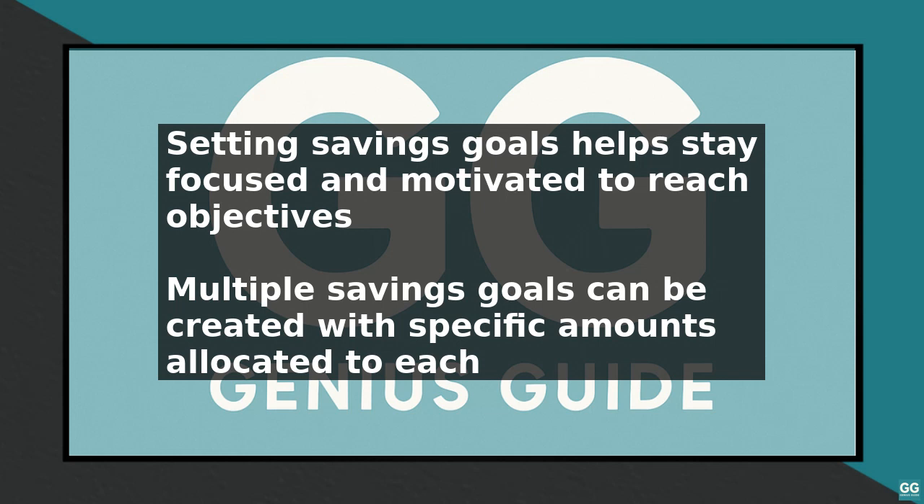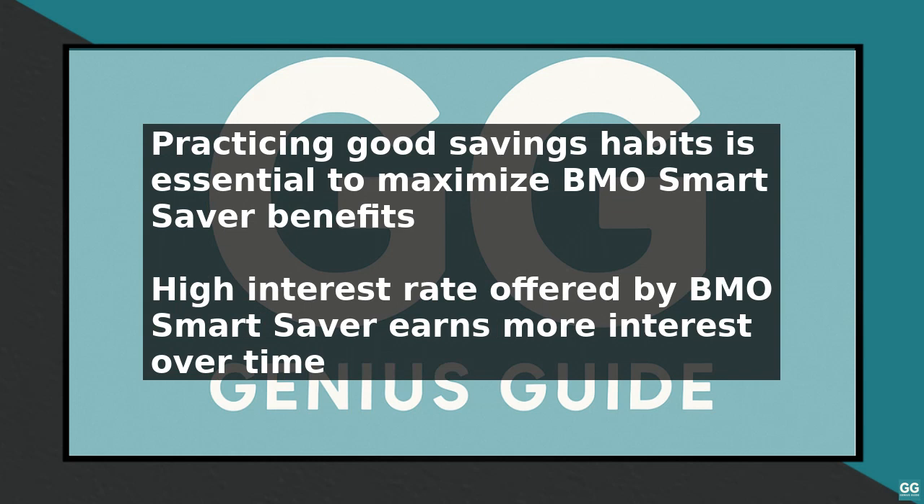As a best practice, consider setting up a budget and tracking your expenses to understand where your money is going. Identify areas where you can cut back and save more. You can also use the BMO Smart Saver mobile app to access your account, transfer funds, and monitor your savings progress on the go.